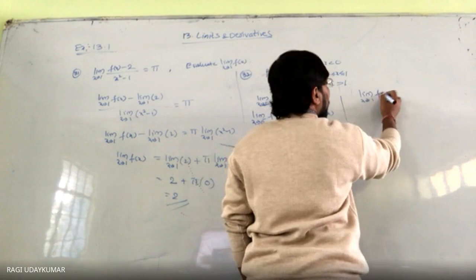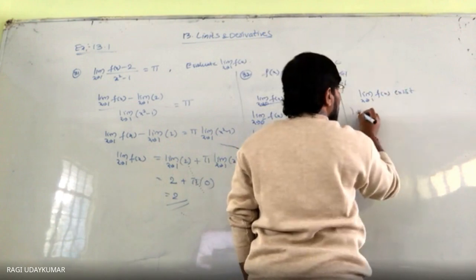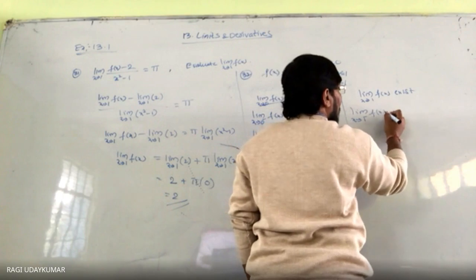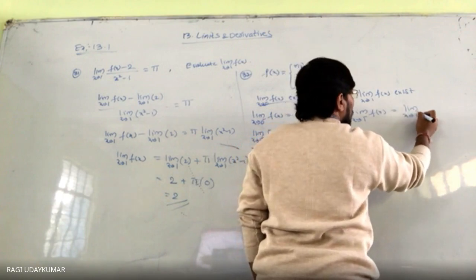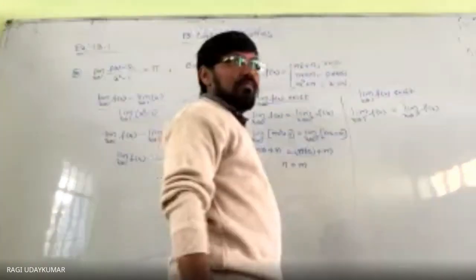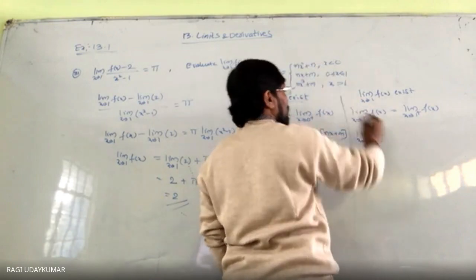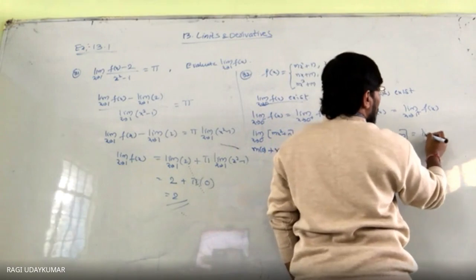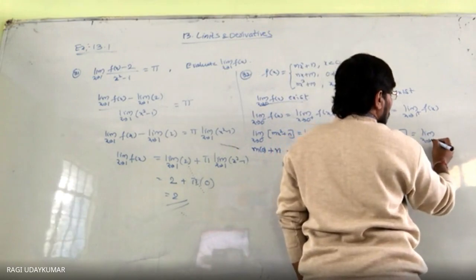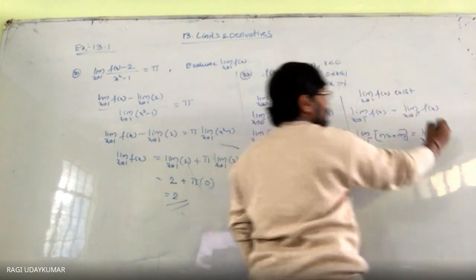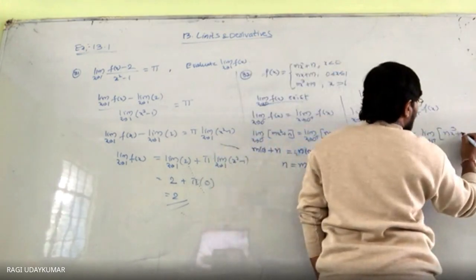Also limit x tends to 1 of f of x exists, that is nothing but limit x tends to 1 minus of f of x equals limit x tends to 1 plus of f of x. Here, for x less than 1 it is nx plus m, and for x greater than 1 it is x cube plus m. So m plus n equals m plus n in both cases.